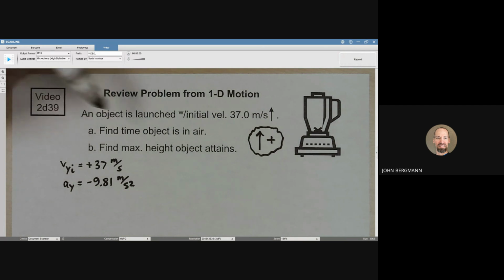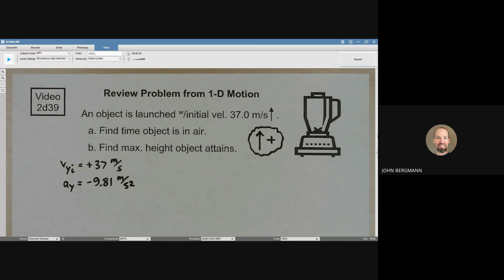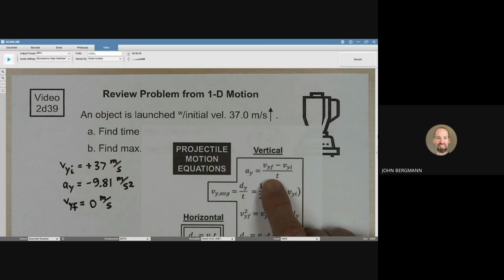Now, we have a couple of options to figure out how long this thing is going to be in the air. The option I'm going to choose is to calculate the time that it takes for the blender to get to the top, and then I'm going to double that because it's going to take the same amount of time to go back down. At the top, the velocity of the blender for an instant is going to be 0 meters per second. And what that means is that I can use these three quantities in order to calculate the time that it takes to get to the top using this equation right there.